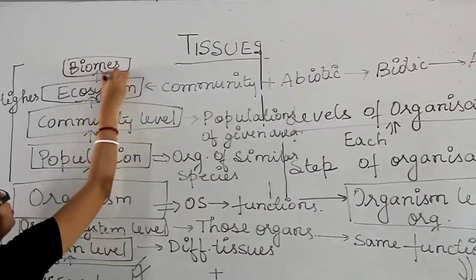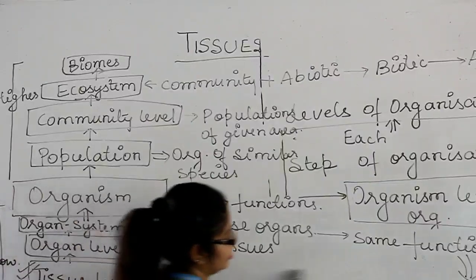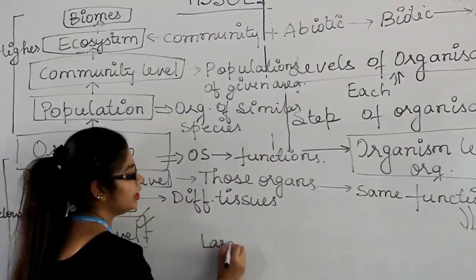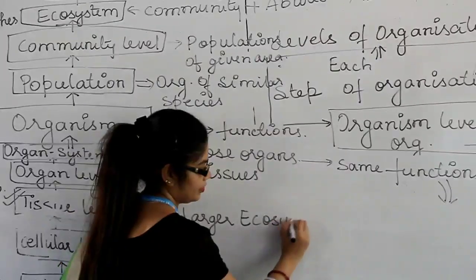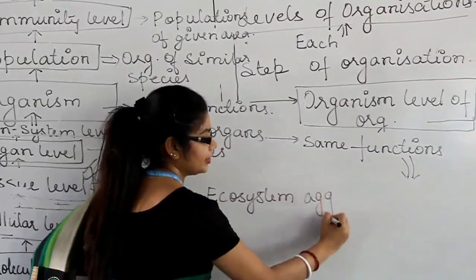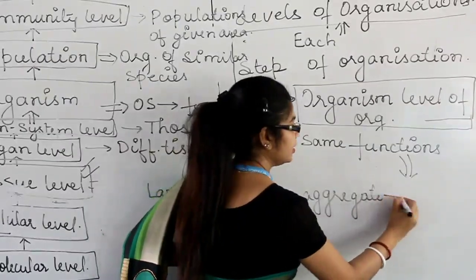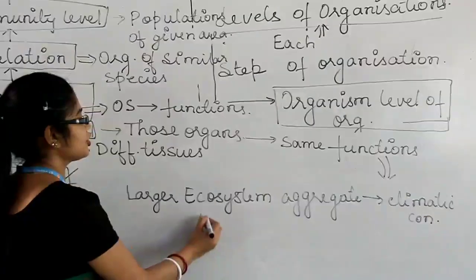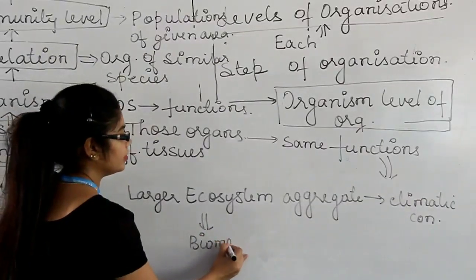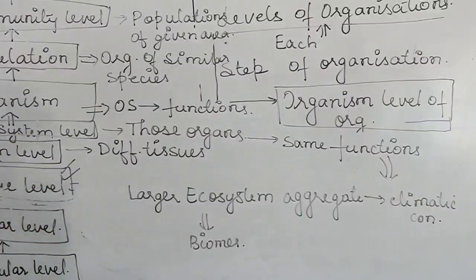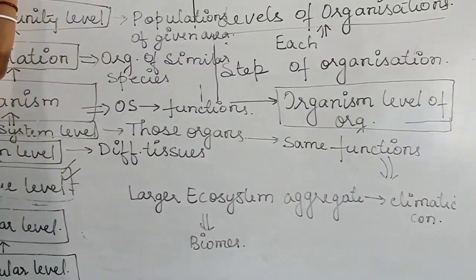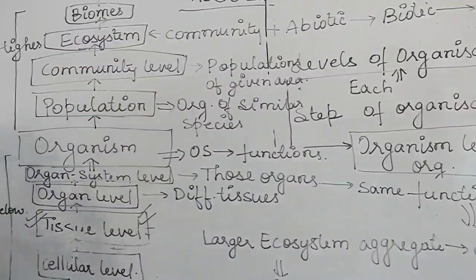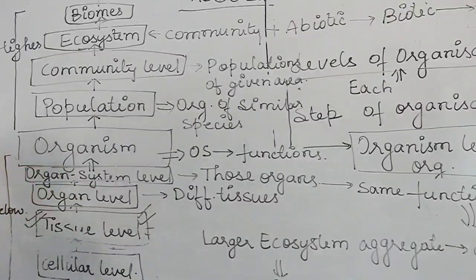biomes. So here I am doing the explanation. When larger ecosystems aggregate together and carry the same climatic conditions, they lead to the formation of biomes. Next level: when biomes undergo interaction and aggregate together, they form the biosphere.